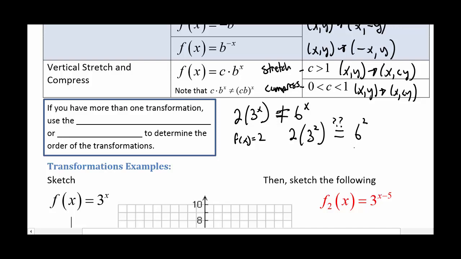Okay, now I know 6 squared is 36. Now 3 squared is 9. 2 times 9 is 18. Those don't match. So be very careful when you have multiple transformations. If you have more than one transformation, you want to use order of operations, or PEMDAS, to determine what to do next. Order of ops, by the way, in this example: you do parentheses and then multiply. Parentheses come first, not multiply, which is why the mistake typically shows up.